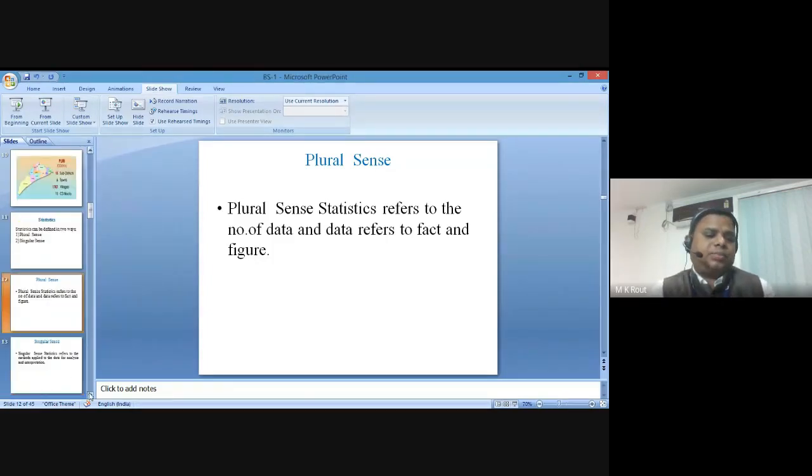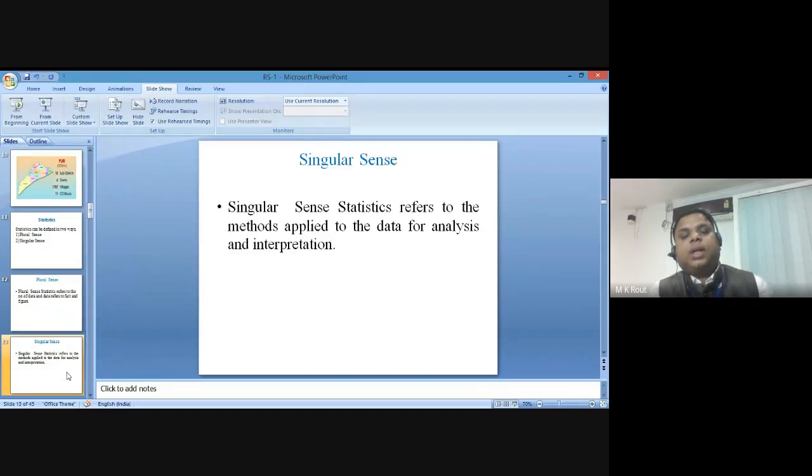Then moving to the next one, that is singular sense. In the singular sense, statistics refers to the methods applied to the data for analysis or interpretation. So whenever you face any kind of natural calamity or destructive incident, you are based upon the plural sense. But in the singular sense, you just apply the statistical method. For example, as I told, in the transportation problem, to maintain a balance between demand and supply, we apply the northwest corner method and the least cost method.